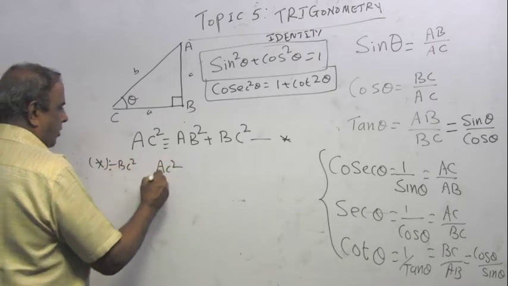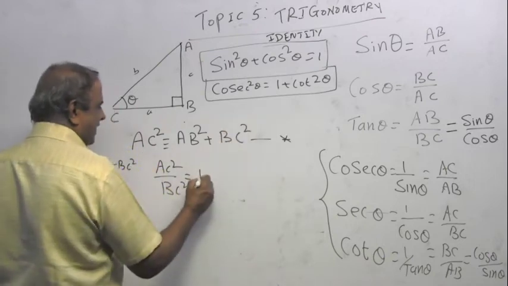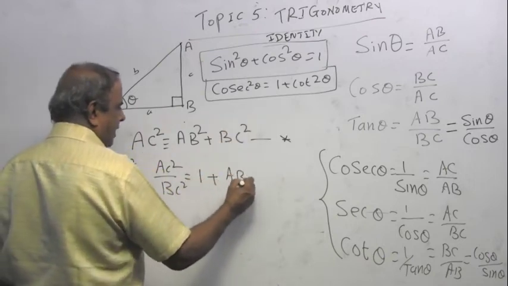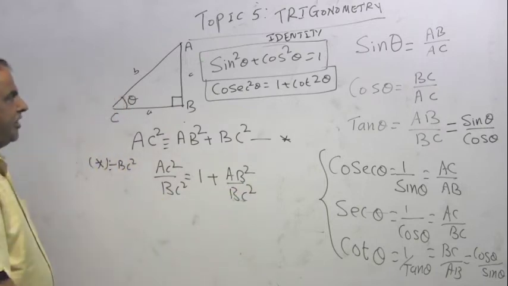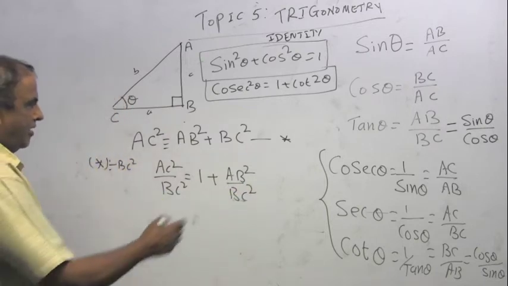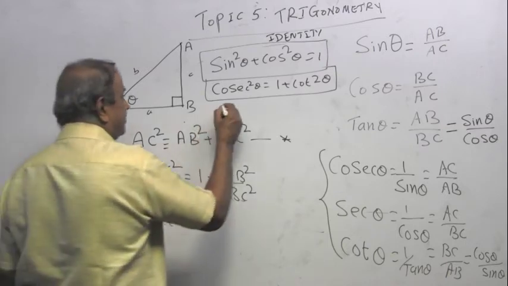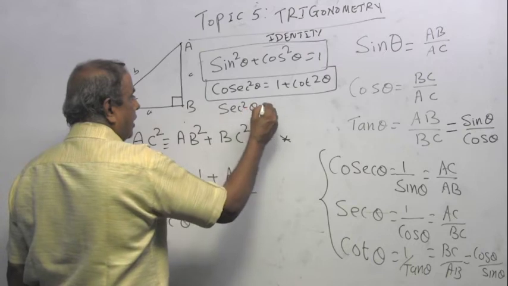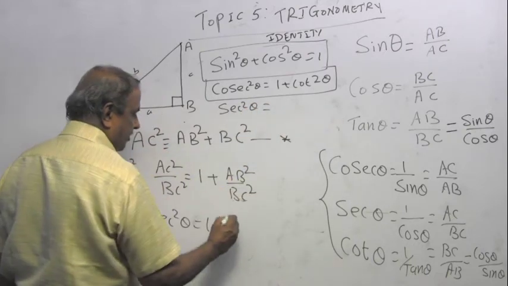I get AC squared over BC squared. I will first divide and write that as 1 plus AB squared over BC squared. Now what is AC over BC? Sec. So sec square theta equal to 1 plus AB over BC is tan square theta.